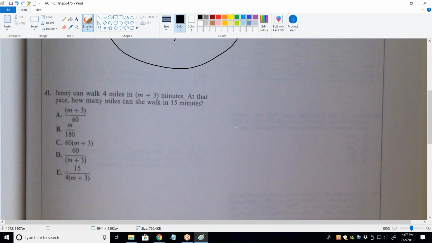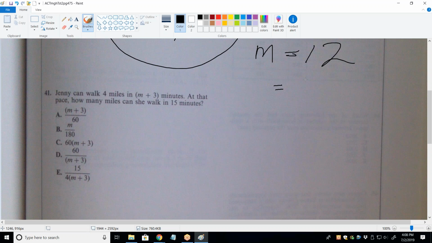What's a good way to do this problem before you even think about it? I remember us doing one like this. I just want you to get used to using this technique. There's a variable in the question, and every single one of the answers has a variable in it. What method does that suggest that we use? Plug in a variable. Pick an M. What's a good value for M to be? 12? Yeah, because we know what the answer is. What's the answer?